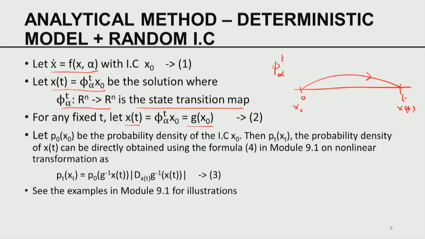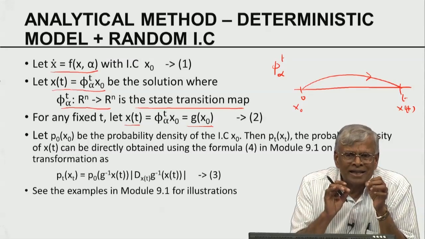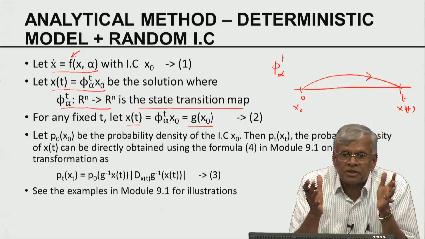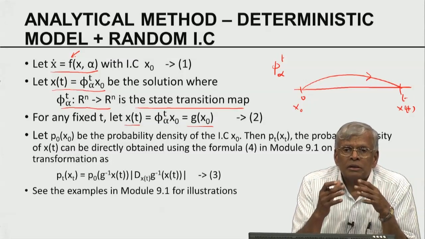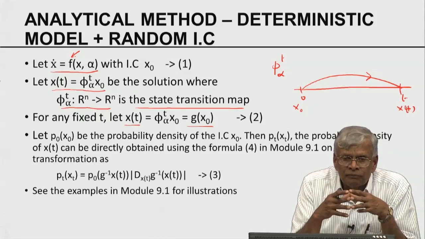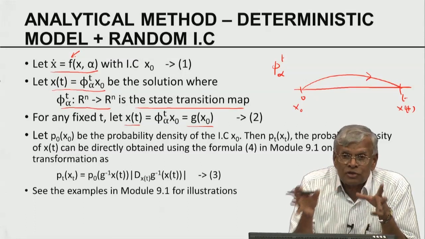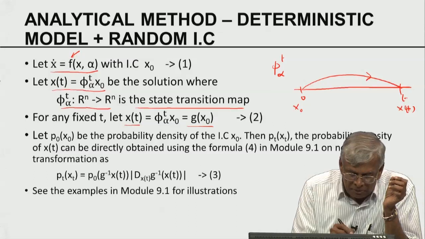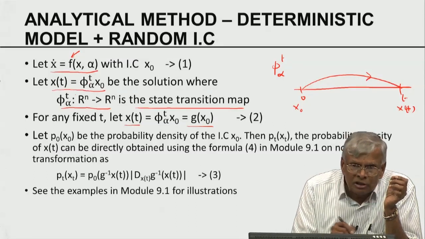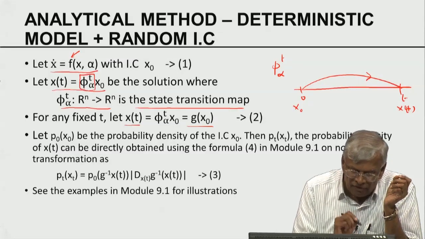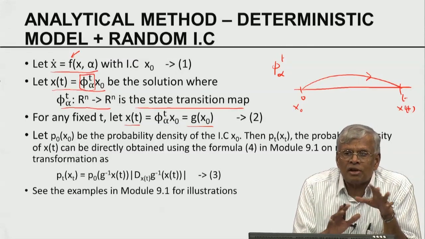What is the emphasis in here? x of t is the solution of the system. Under mild conditions on f, such as the Lipschitz condition, it can be shown that the solution exists and is unique. If the solution exists and is unique, there is a representation for the solution. So the solution can be represented by a transformation of the initial condition. The transformation is this phi of alpha of t, and that is what's called the state transition map.